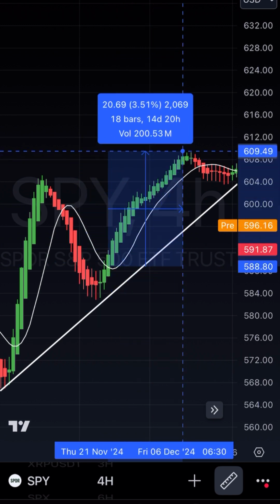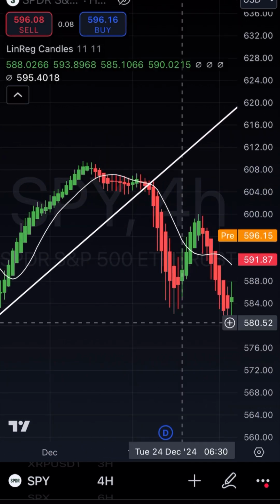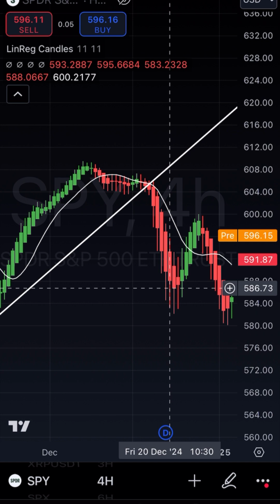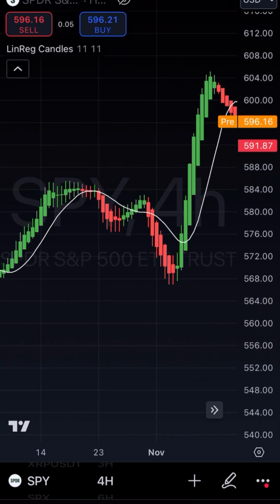Right here to here. So that's another moment right here. And then it breaks right down there. So it breaks the trend line right here. You could get in right there. So let's go back a little bit and see if we could find any more.